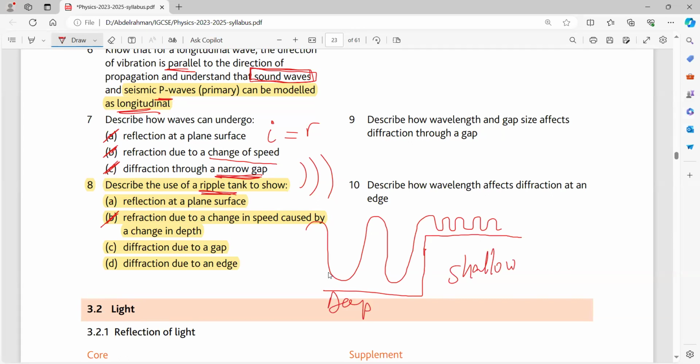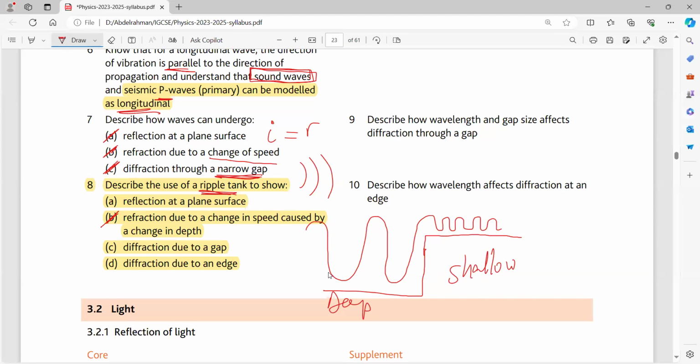Are we required to know if the speed increases or decreases during refraction? Kind of, yes. But again, you have to know the type of the wave. You have to know if it is a light wave or a sound wave. If it's a light wave, it moves fastest in the air and slowest in the glass, for example.